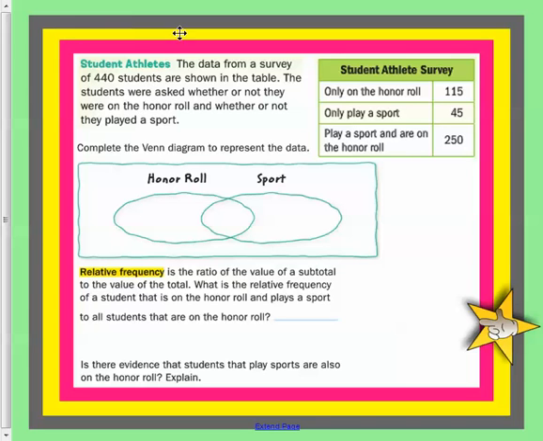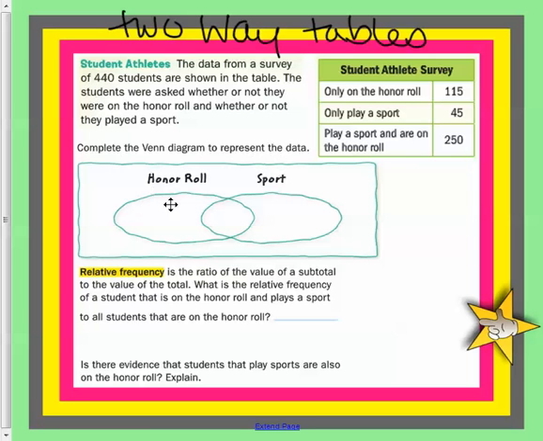Okay, today's video is on two-way tables, so please make sure that you have that as your title. Okay, so student athletes. The data from a survey of 440 students are shown in the table as seen here. The students were asked whether or not they were on honor roll and whether or not they played a sport.